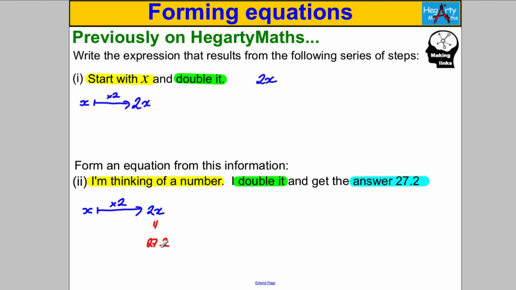Now we don't write our equations upside down like that. Writing it as an equation, we would say that 2x, our expression from thinking of a number and doubling it, must therefore equal this answer 27.2. And there we go, we have formed an equation from this thinking of a number problem, nice and easily. Now just to start with, bear with me and draw the flowcharts with me. It's going to be really useful when we come to solving these things. Later on we're going to start dropping it and just using algebra.